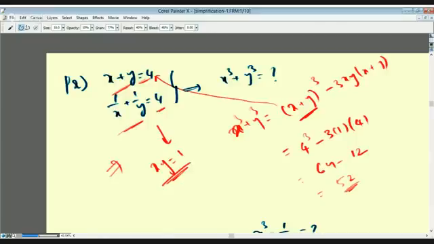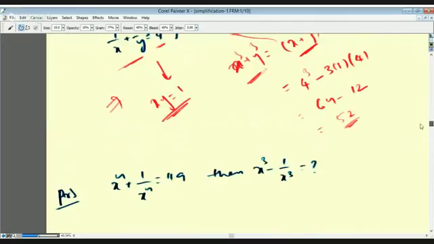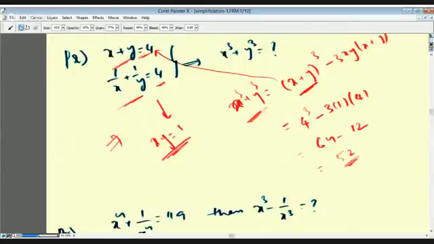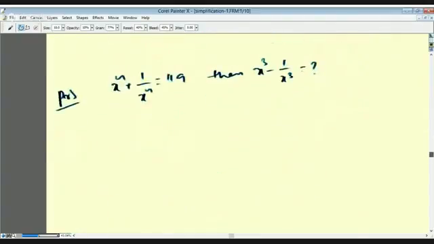So what you need to do is remember this formula: x cube plus y cube is nothing but x plus y whole cube minus 3xy into x plus y. This is very important. Whenever x plus y is equal to some value and 1 by x plus 1 by y is equal to the same value, then xy will be 1. Try to remember this simple one so that your answer will be easy. One step solution.